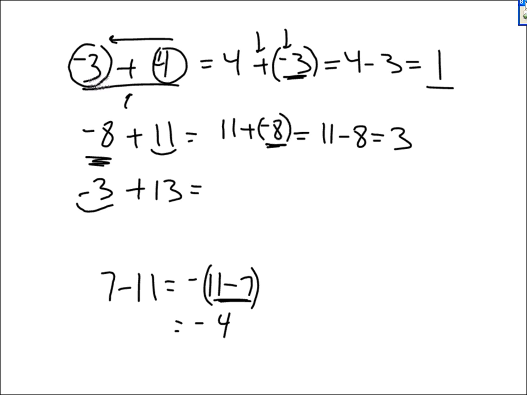You have negative 3 plus 13. The first number is not positive, but the second one is, so I'll just switch the order. I will read it backwards. Since that number is not 3, it's not 13 plus 3, but rather 13 minus 3.